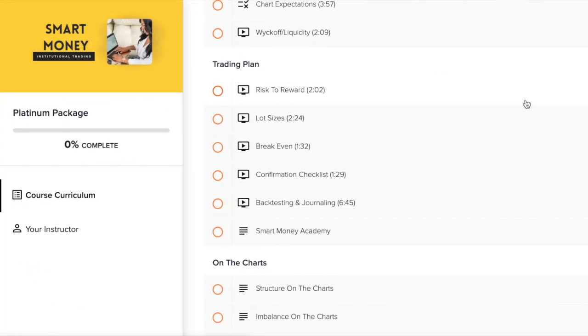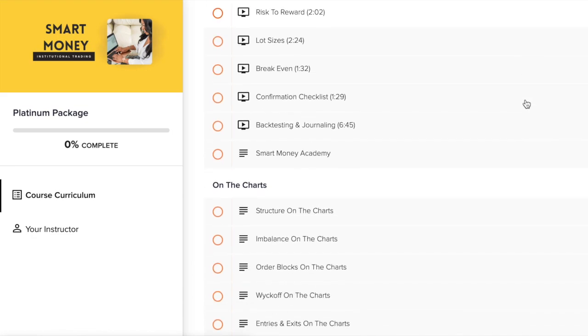Okay, so like I was saying, we have the trading plan, lot sizes, when to go break even, a confirmation checklist, and how to journal and backtest, which is super important, as well as all these examples on the chart. So if you want a more structured scenario, the course is for you. Even though you may know everything, you may have all the ingredients and just not know how to mix them together to bake the cake.